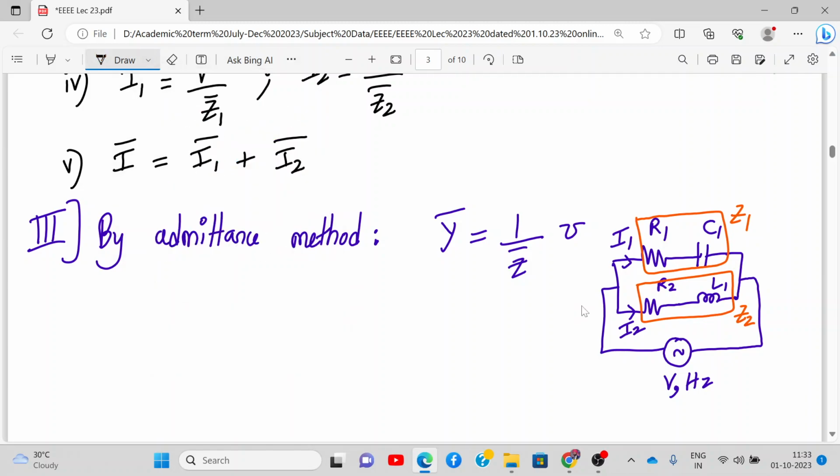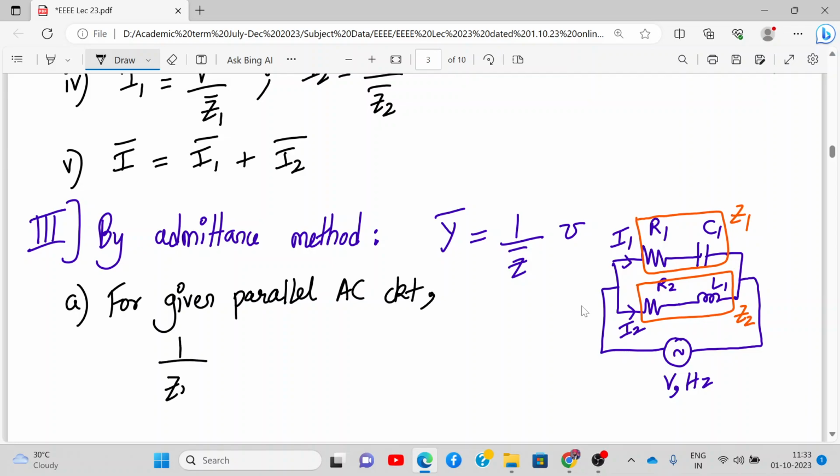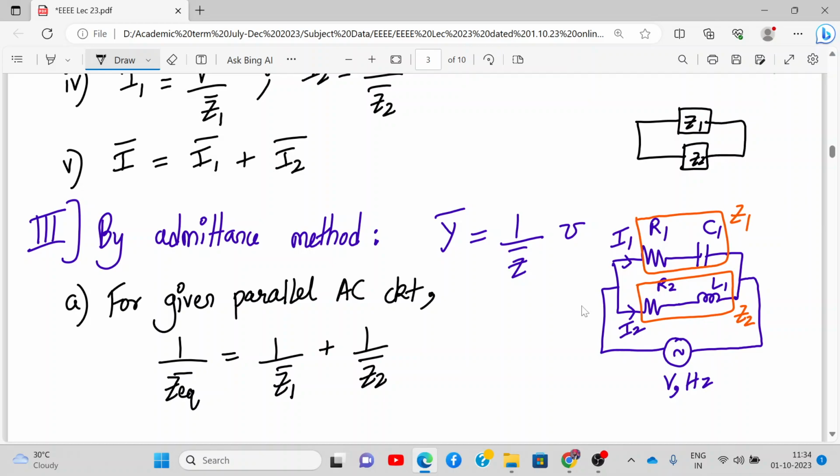Now let me solve how we calculate by the admittance technique. For this given parallel AC circuit, what is Z equivalent given by? These two impedances are connected in parallel, so Z equivalent will be Z1 parallel to Z2. Just like two resistors in parallel, we write R1 parallel to R2. Here two impedances are in parallel, so we write the equivalent as Z1 bar parallel to Z2 bar, which is 1 upon Z equivalent equals 1 upon Z1 plus 1 upon Z2.